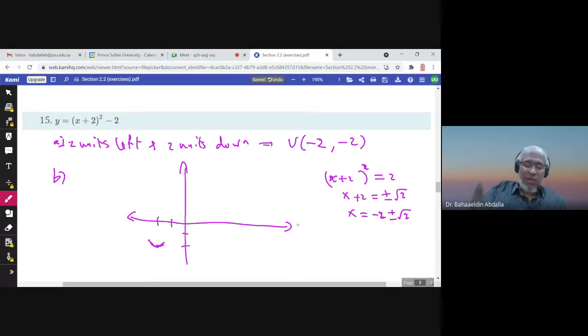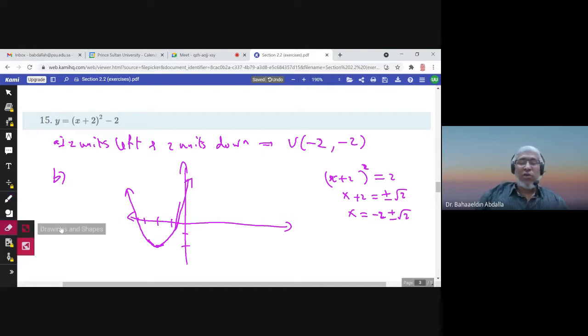And you can approximate these two numbers. Negative 2 minus square root of 2 is about negative 3.4. So this is negative 3, it's about here. So the graph will go from here. And if you find negative 2 plus square root of 2, it is about negative 0.6. So this is negative 1, this is negative 0.6. So the graph will go from here up. So this is the graph of this parabola.